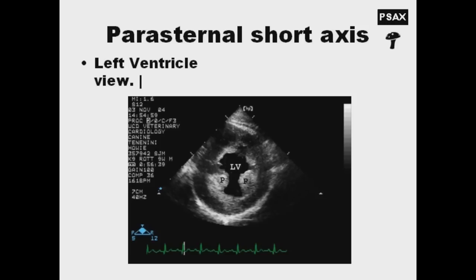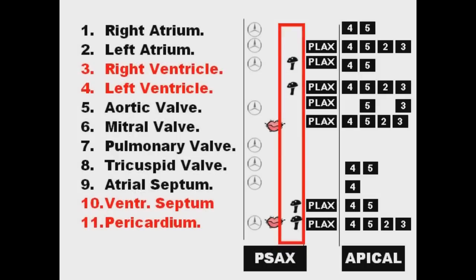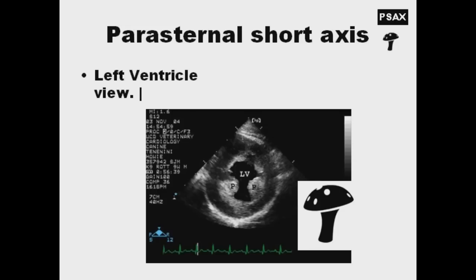Parasternal short axis ventricular view is good to measure the septum and walls of the left ventricle, and can also be used to calculate ejection fraction. Right ventricle, left ventricle, ventricular septum, and pericardium are the cardiac structures in this view. The sectional view of the left ventricle with the two papillary muscles outlines the typical mushroom shape.